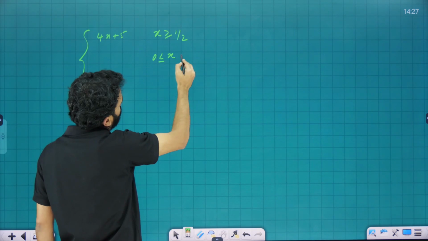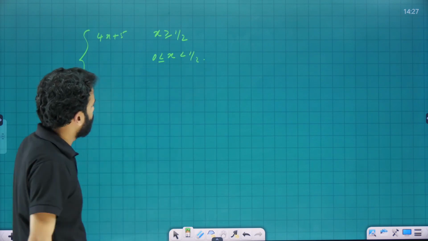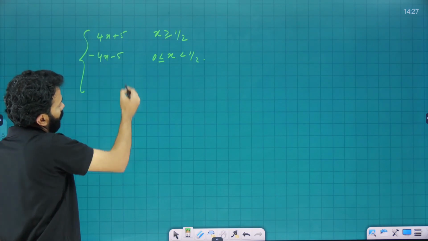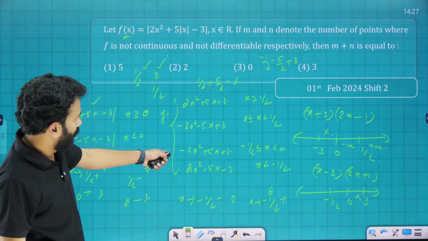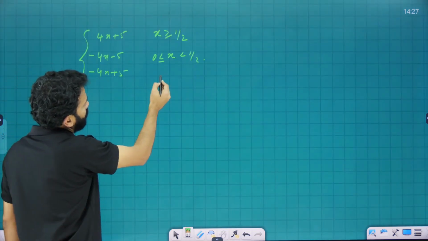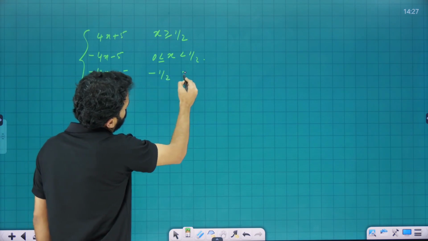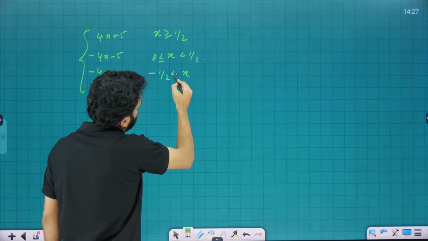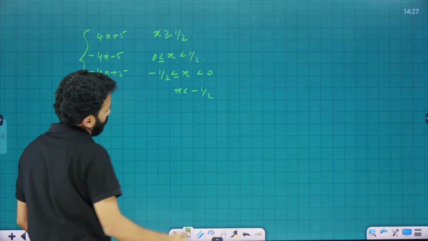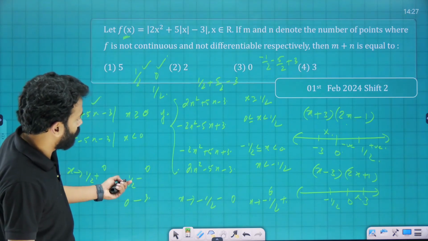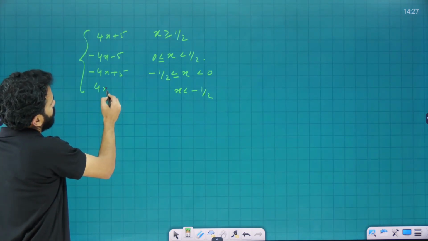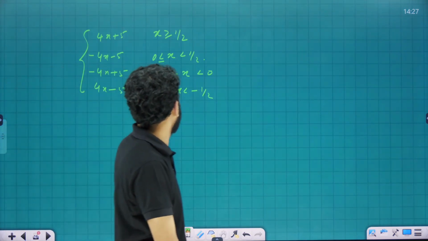For 0 less than or equal to x less than 1 by 2, I think it will be minus 4x minus 5. And minus 4x plus 5 for minus 1 by 2 less than or equal to x less than 0, and for x less than minus 1 by 2 it will be 4x minus 5, right? Just assign the points. Let's see what happens.